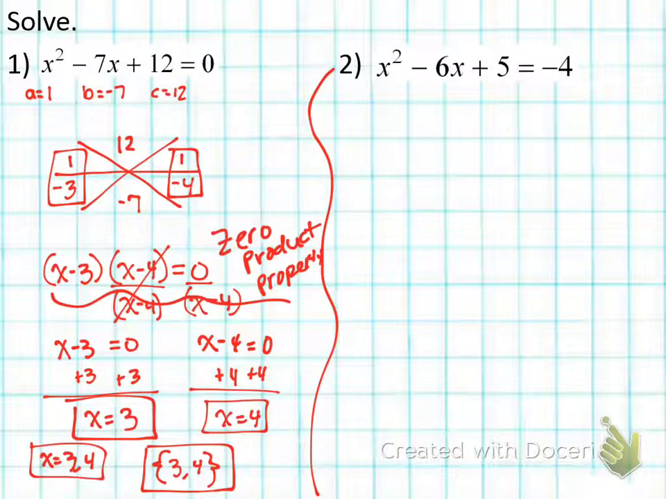Okay, number 2. Watch me do number 2. Number 2 is not equal to 0, it's equal to -4. So how do I make it 0? I would just add 4 to both sides.